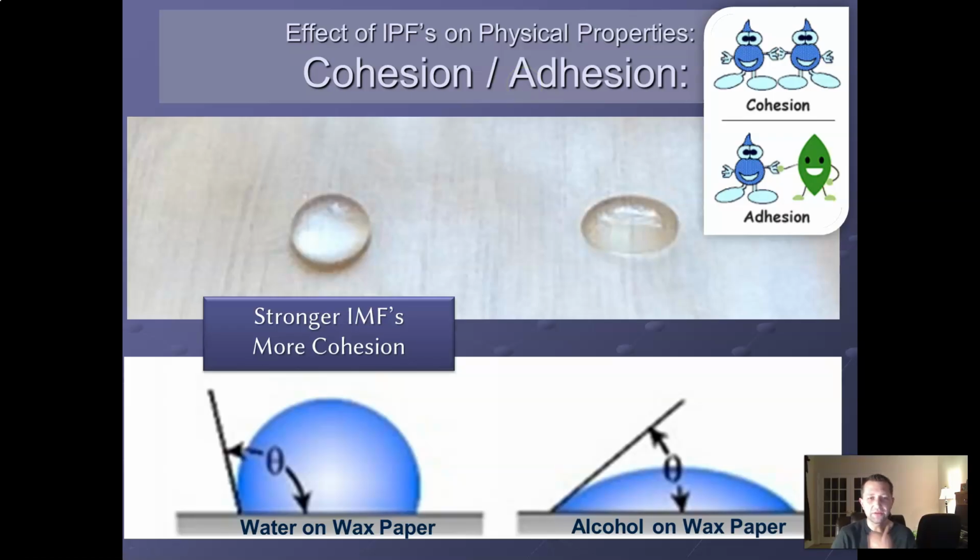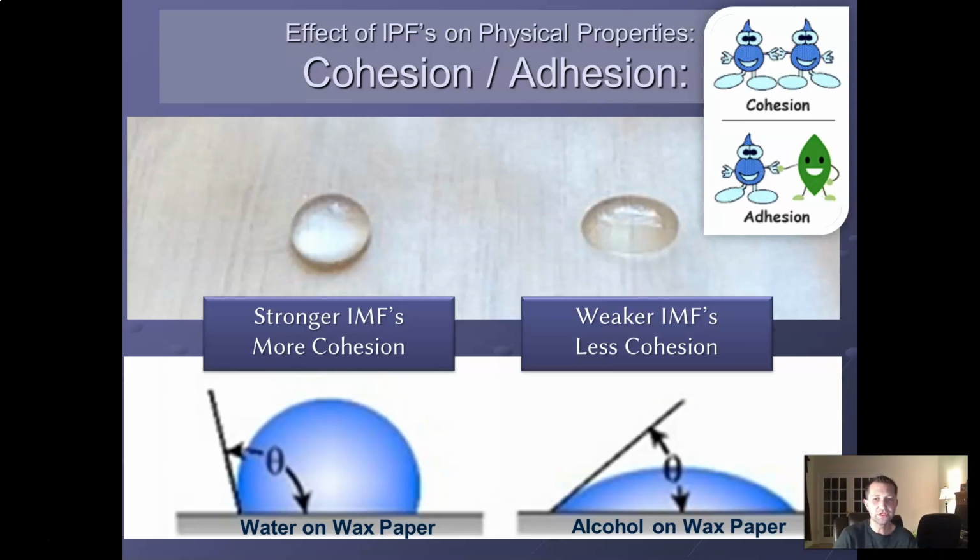So stronger intermolecular forces with water to itself, hydrogen bonding, very strong. So more cohesion there, less cohesion for the alcohol, and obviously there'd be more adhesion here and less adhesion here for the water.